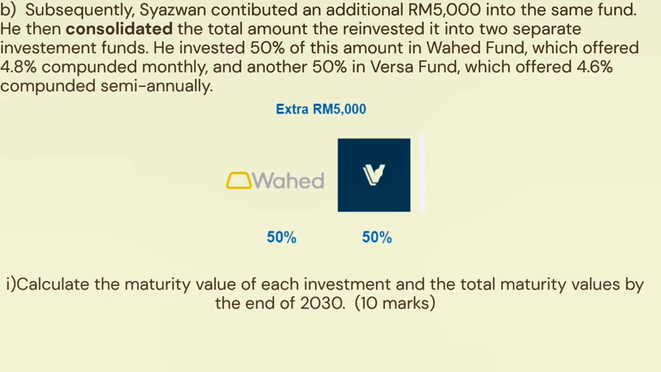Subsequently, Shazwan contributes an additional 5,000 into the same fund. He then consolidates the total amount and reinvests it into two separate investment funds. He invests 50% of this amount in Wahed Fund, which offers 4.8% compounded monthly, and another 50% in Versa Fund, which offers 4.6% compounded semi-annually. 1. Calculate the maturity value of each investment and the total maturity value by the end of 2030.